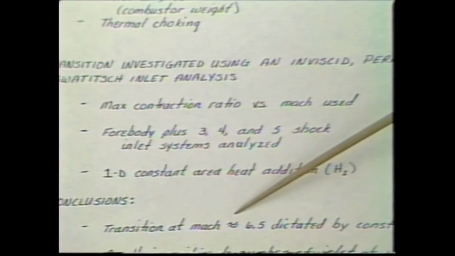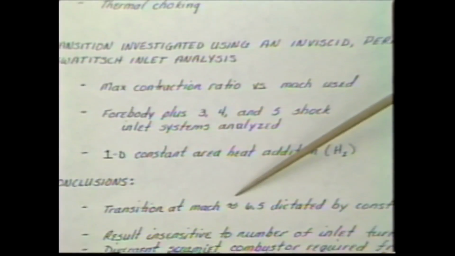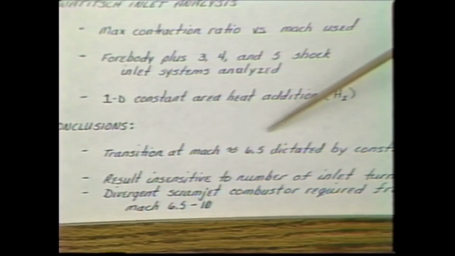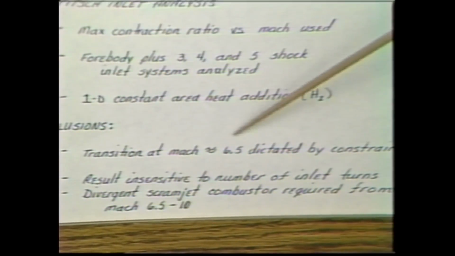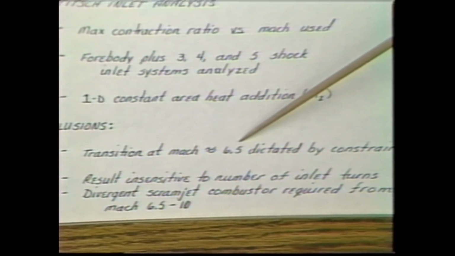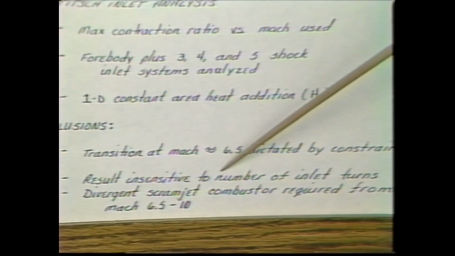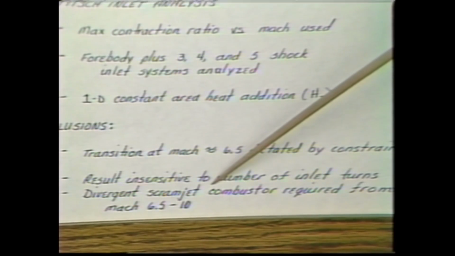Now, getting to the conclusions before I show you the plots, it indicated a transition of about Mach 6.5, and that was dictated more by the constraints than by the cycle efficiency. I did find that the results were insensitive to the number of inlet turns, and I also found that a divergent scramjet would be required from Mach 6.5 to 10. You couldn't have a constant area because you'd thermally choke the flow, and wouldn't be able to add much heat to it. Okay, this shows the results.